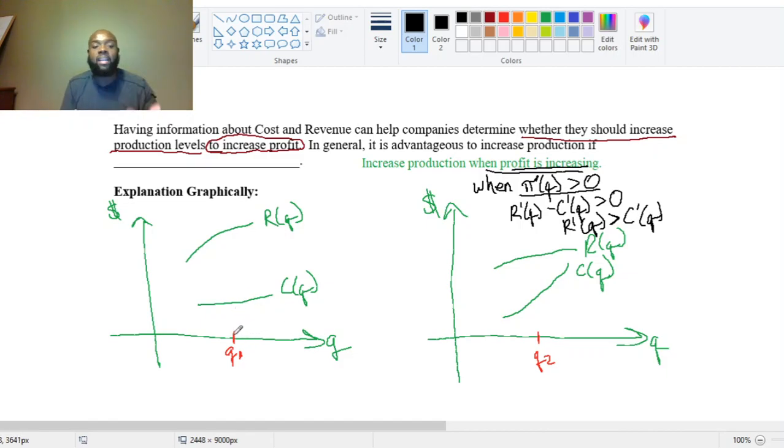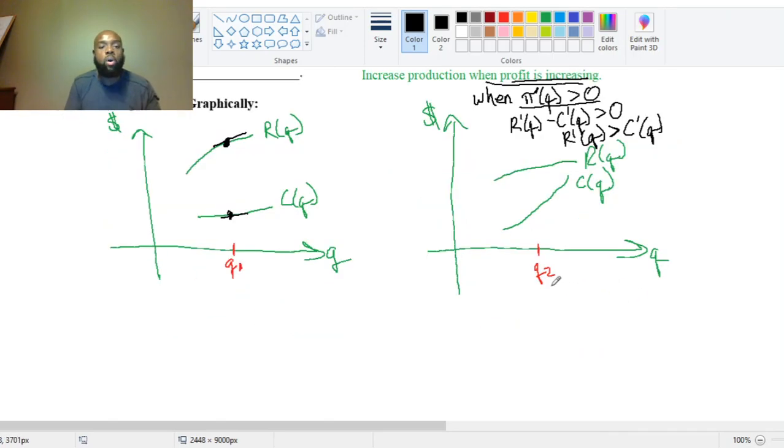So if I'm looking at Q1 here, my marginal revenue is the slope of my tangent line at Q1, which is this. My marginal revenue for this function is here, right? In this example, at Q1, R prime of Q1 is greater than C prime.